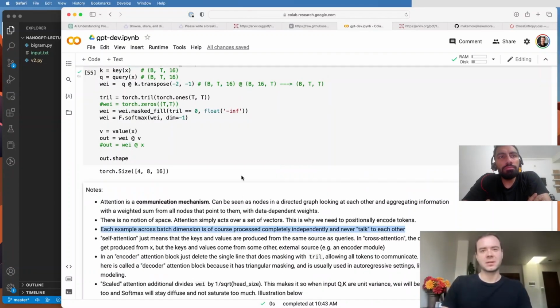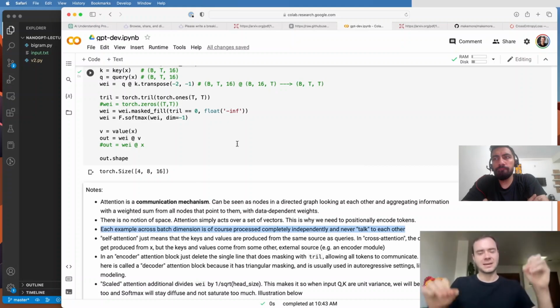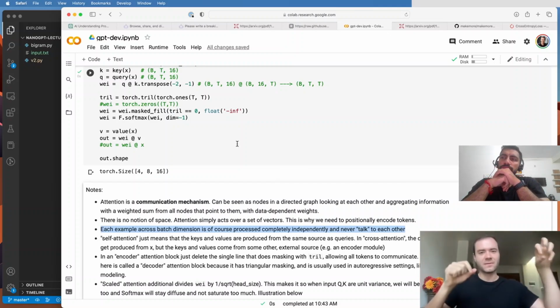The next thing that I hope is very clear is that the elements across the batch dimension, which are independent examples, never talk to each other. They're always processed independently. This is a batched matrix multiply that applies a matrix multiplication in parallel across the batch dimension. So maybe it would be more accurate to say that in this analogy of a directed graph, because the batch size is 4, we really have 4 separate pools of 8 nodes, and those 8 nodes only talk to each other. In total, there are 32 nodes being processed, but there are 4 separate pools of 8. You can look at it that way.